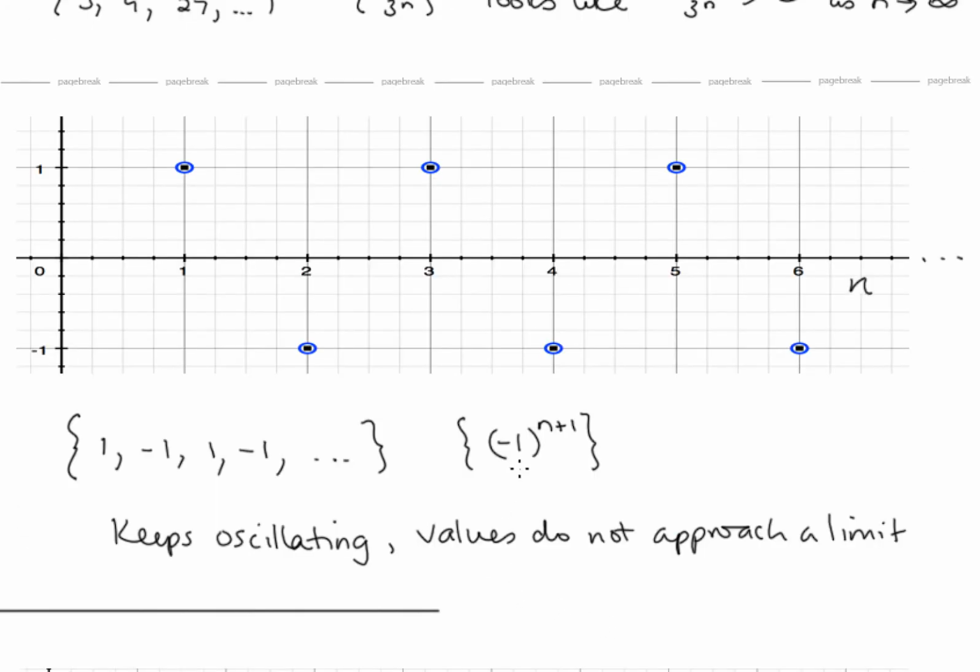Let's take a look at negative 1 to the n plus 1. Here, when n equals 1, our sequence value is positive 1. When n equals 2, our sequence value is negative 1. For n equals 3, positive 1, n equals 4, negative 1. We can see that this sequence is going to keep oscillating, and the values do not approach any limit.